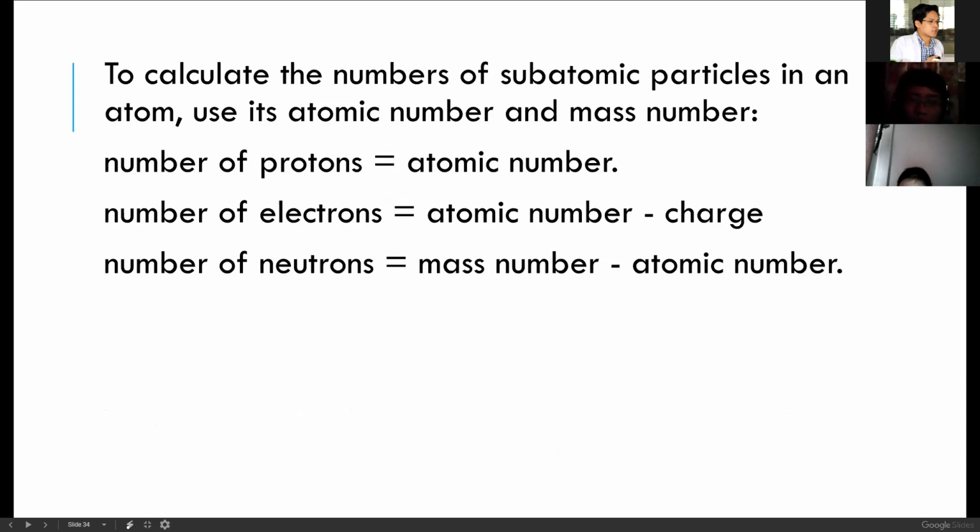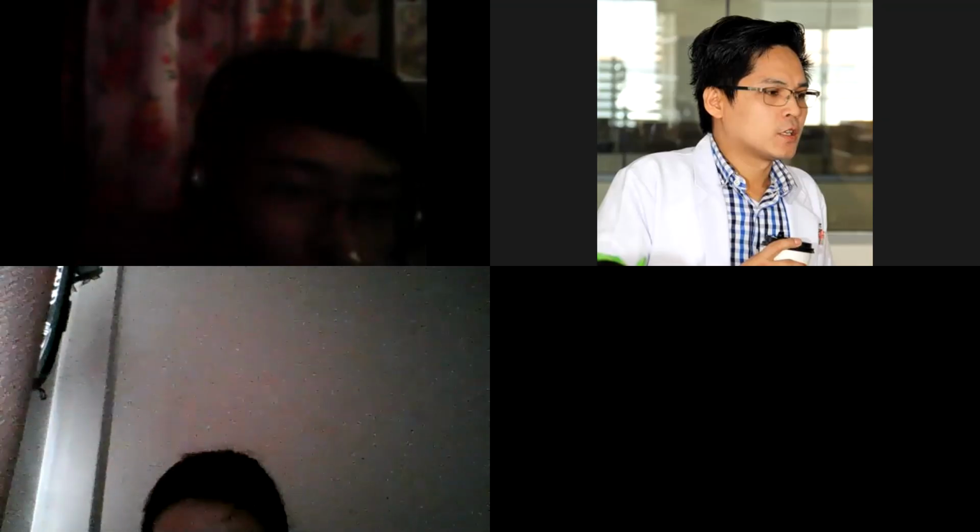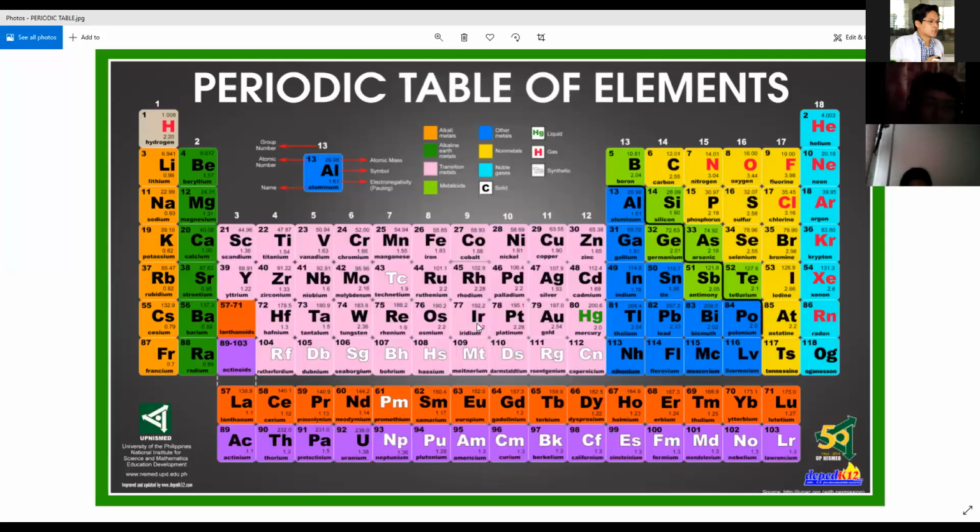Okay. Again, to get the number of protons, you need to check the atomic number because protons is equal to its atomic number. Like for example, I have here the periodic table of elements. Let me share my periodic table of elements. Okay. Can you see my shared screen?